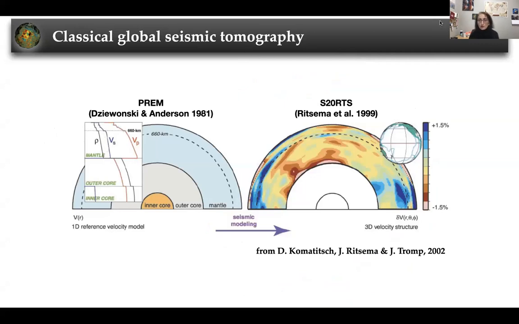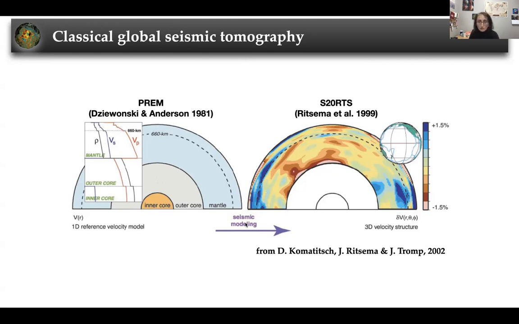First of all, I would like to summarize what has been done classically in global seismic tomography to image Earth's mantle. Generally, this procedure involves starting from a radially symmetric Earth model, such as PREM. The goal is to try to model the lateral variations in the mantle through seismic modeling. And this process traditionally has been based on ray theory, which is a great theory. And actually, most of our understanding about the Earth's interior is coming from ray theory.